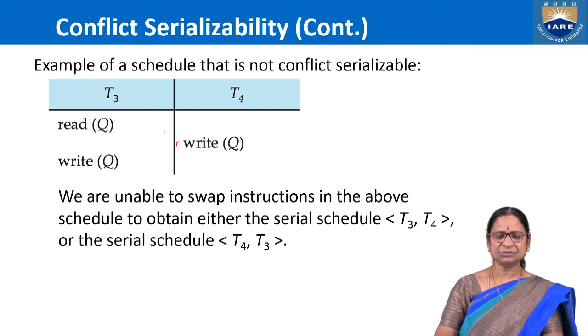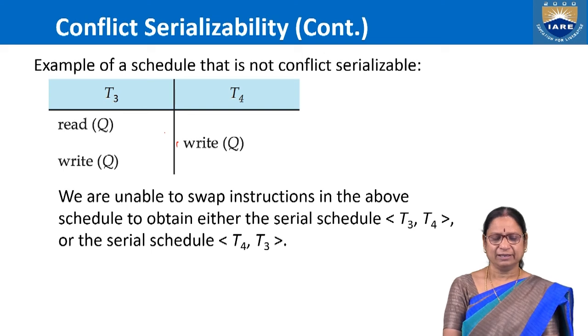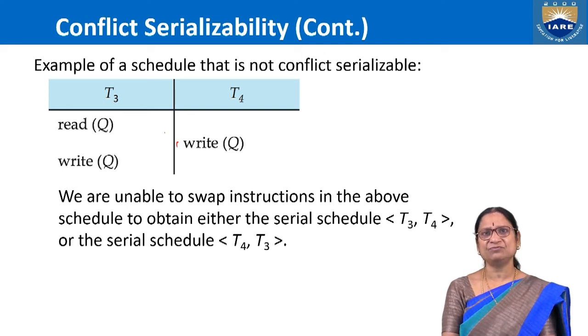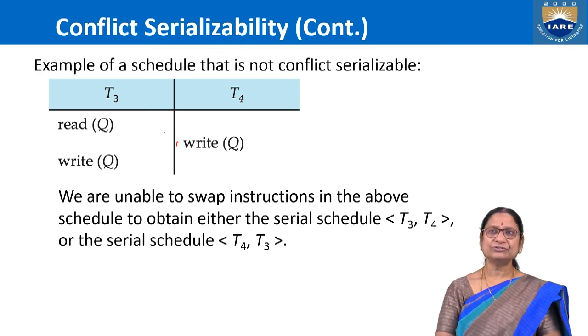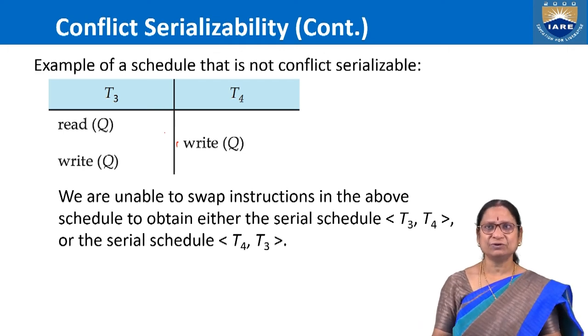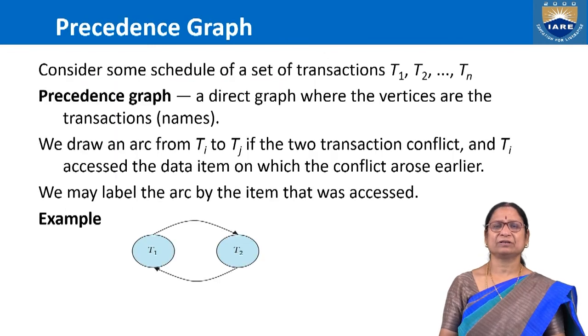That is, we are unable to swap instructions in the above example, and either the serial schedule T3 followed by T4 or T4 followed by T3 cannot result. So that's why the above schedule is a non-conflict serializable schedule. That is, the possibility of inconsistency of the database may arise.